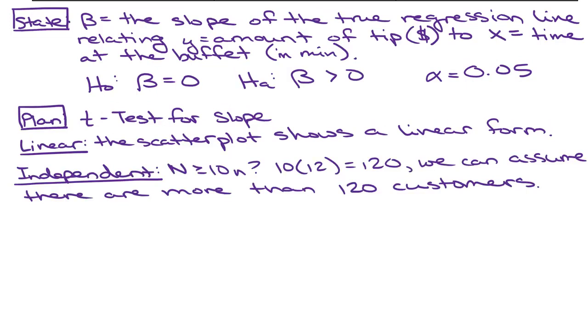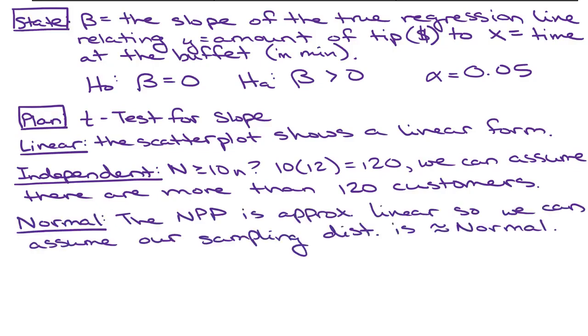Next, we need to check for independence. We're going to check if our population size is at least 10 times greater than our sample size. They gave us in the stem of the problem that we looked at 12 randomly selected receipts. So we can say, yes, we can assume there are more than 120 customers. Third is our normal condition. In this example, the graphical representation they gave us was the NPP. The NPP here is approximately linear, so we can assume our sampling distribution is approximately normal.